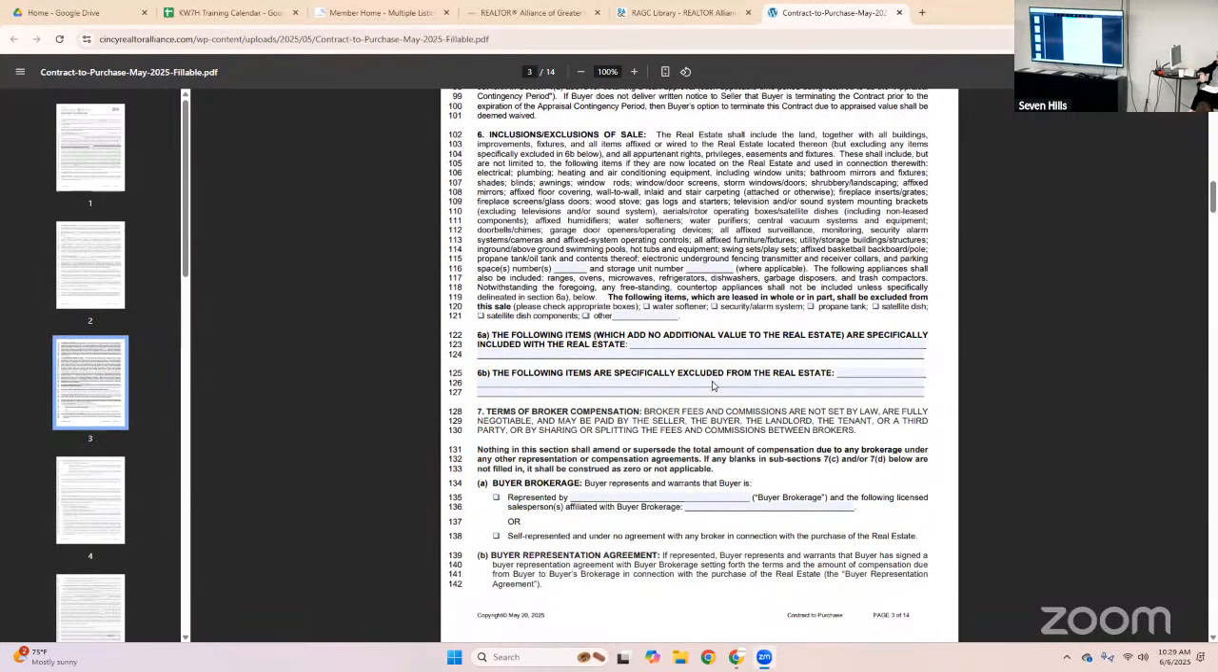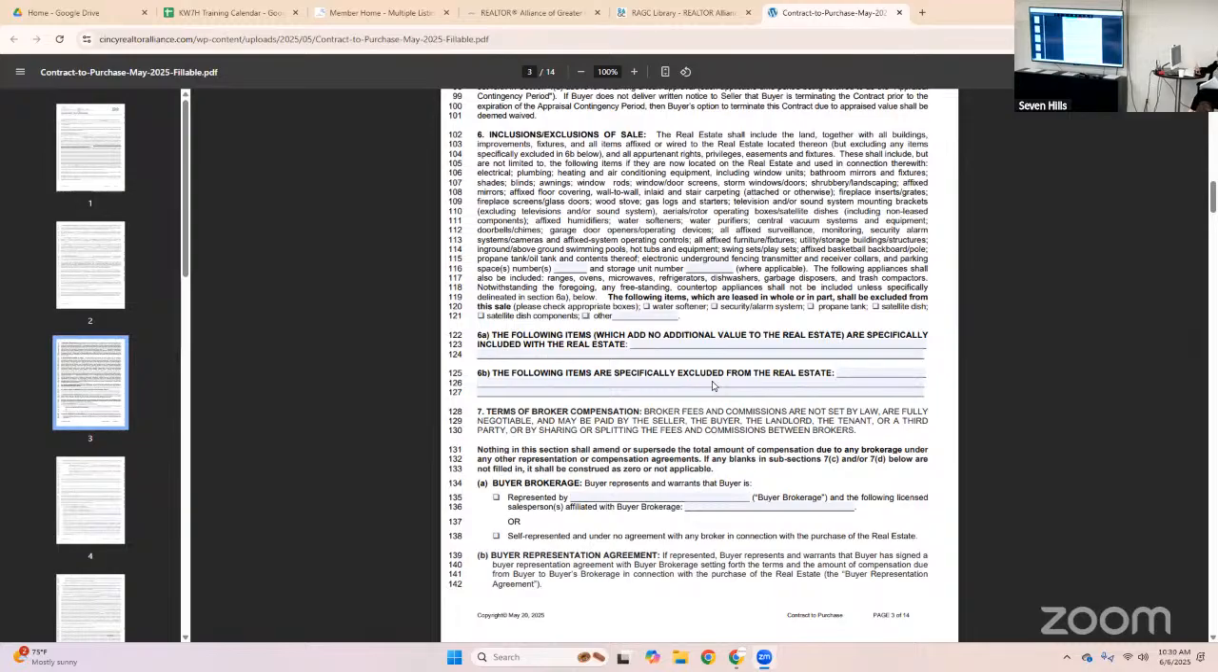Okay, you're correct. It's 6B: the following items are specifically excluded from the real estate. We generally don't write a lot of things in there, but there are things we might not want to stay, and that's where we would write them in. That would be if you don't want that hot tub to stay or anything else in the list above in section 6, that's where it would be written.